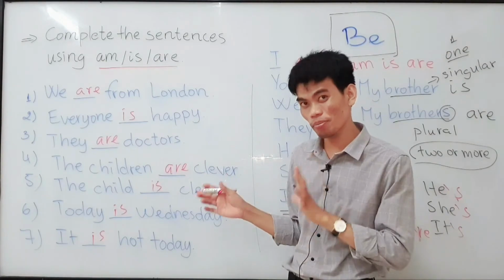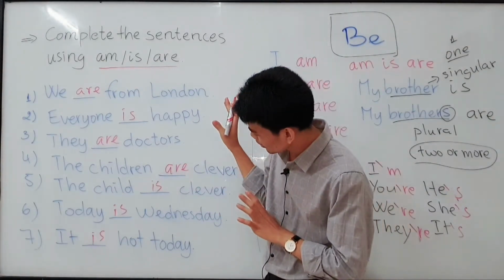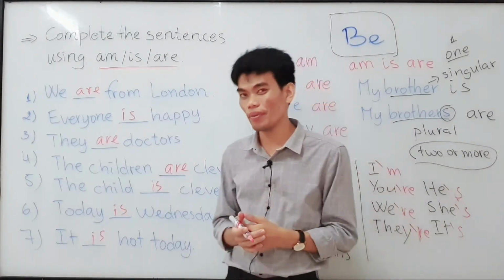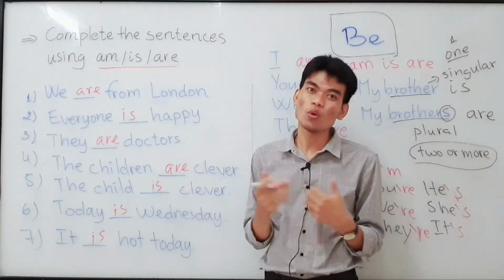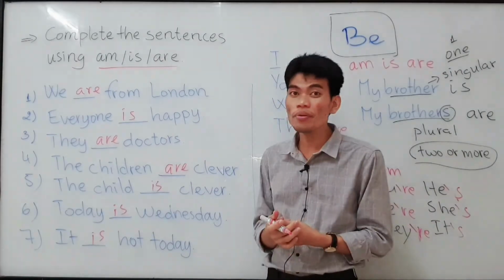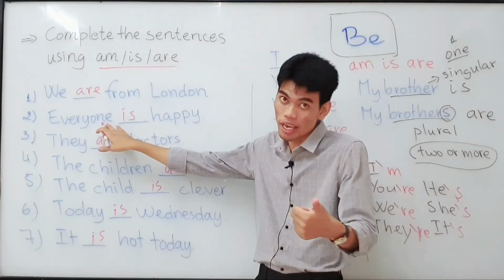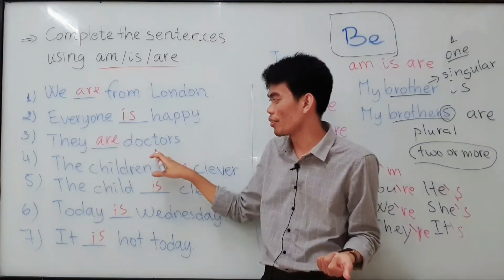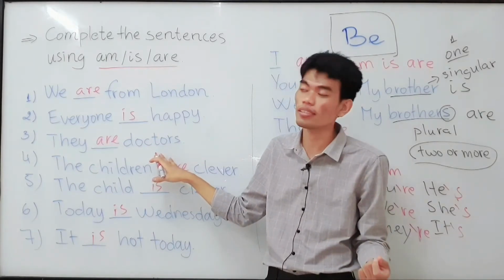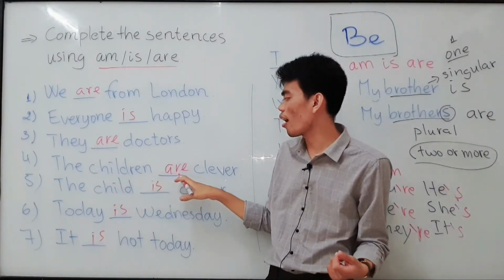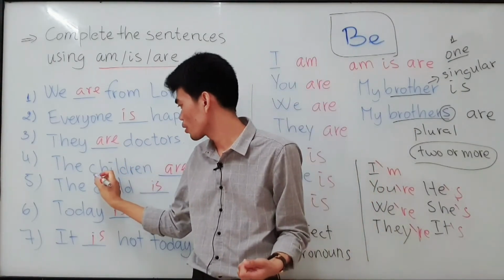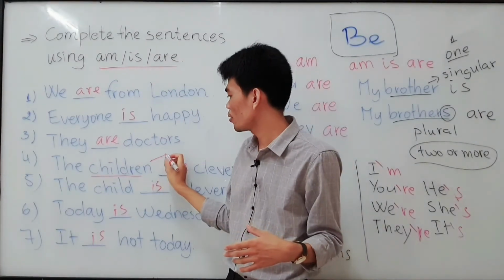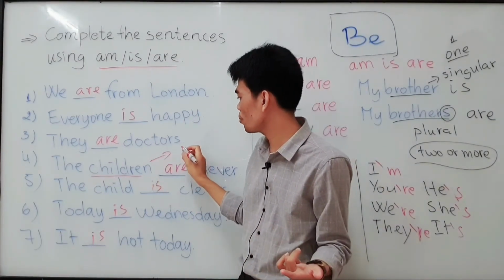Alright, I'm going to explain a little bit about this. We are from London. Everyone is happy. Remember the word everyone? You use is. They are doctors. The children are clever. So the word children, you don't see an s here, but this word is plural.